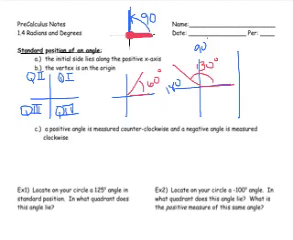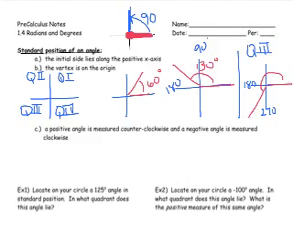So quadrant 3 could be anywhere between 180 and 270. So for example, you could have an angle that's here. That would represent an angle of, say, 260. And these are just examples, of course. You could have anything between 180 and 270.